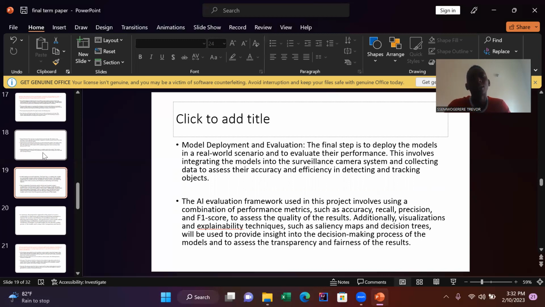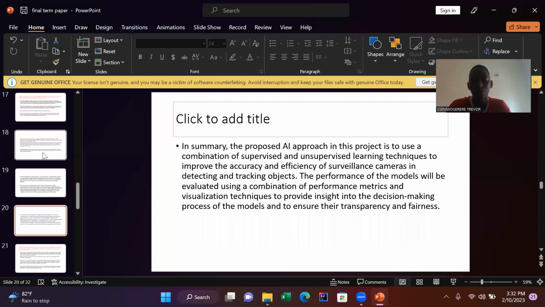The AI evaluation framework used in this project involves a combination of performance metrics such as accuracy, recall, precision, and F1 score to assess the quality of the results. Additionally, visualizations and explainability techniques such as saliency maps and decision trees are used to provide insight into decision-making processes.